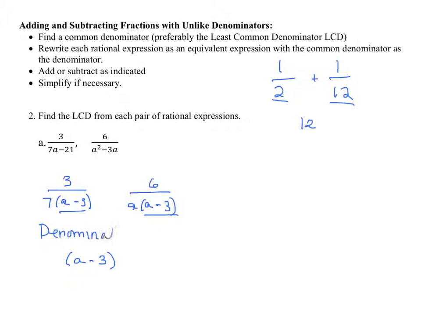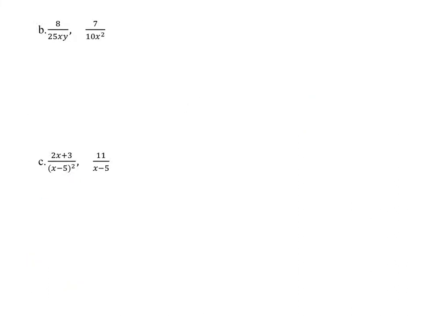I'm not done yet. Okay. And then anything else that's left over, you just write it down in front. So my least common denominator is 7a times the quantity a minus 3. And you never multiply anything out. Next. So now all we're doing, you guys, is getting the least common denominator. We're not adding or subtracting or anything. So this is what we're going to do for this guy.